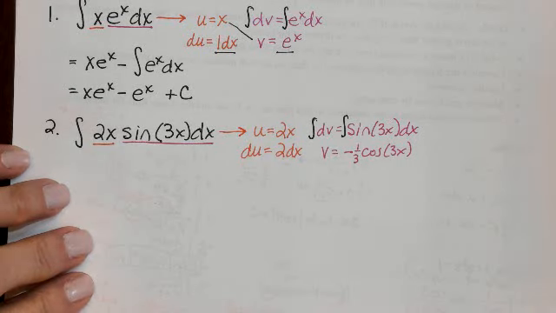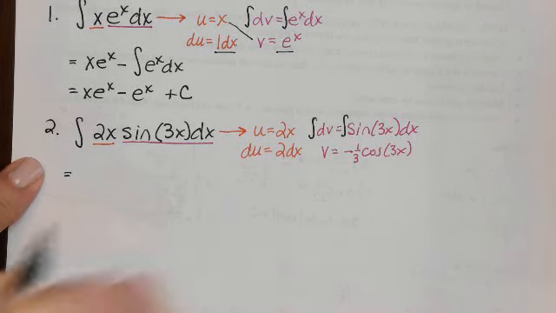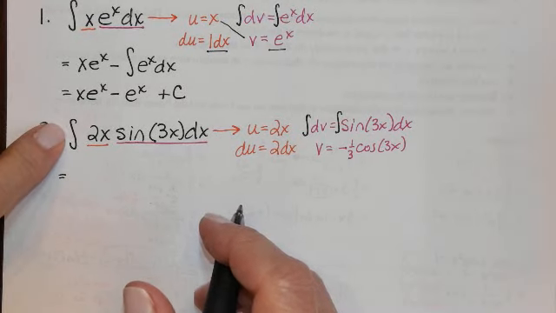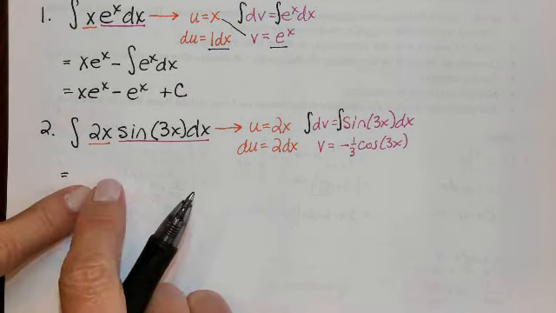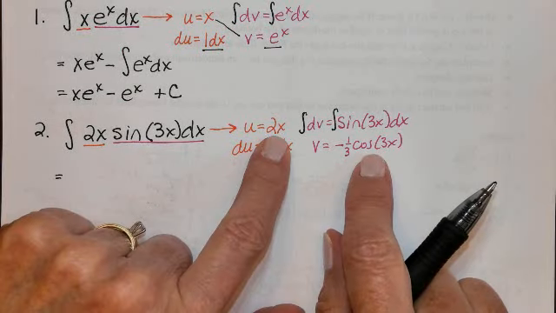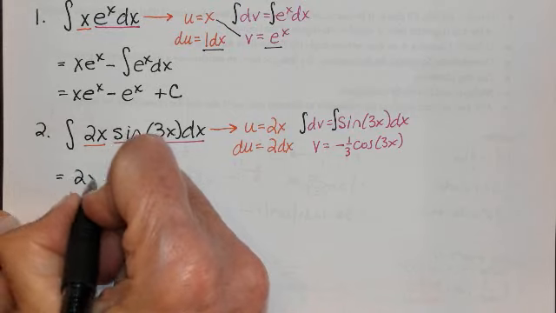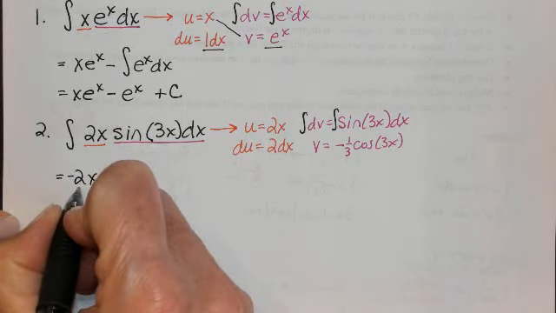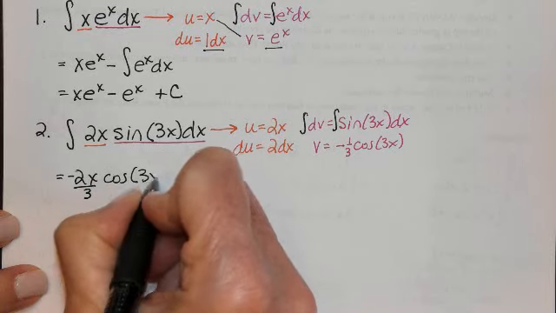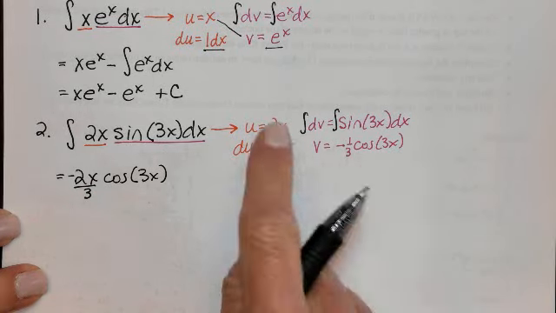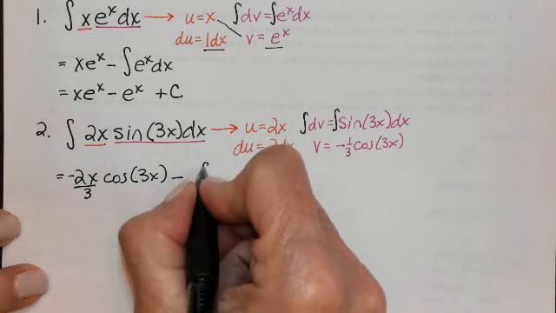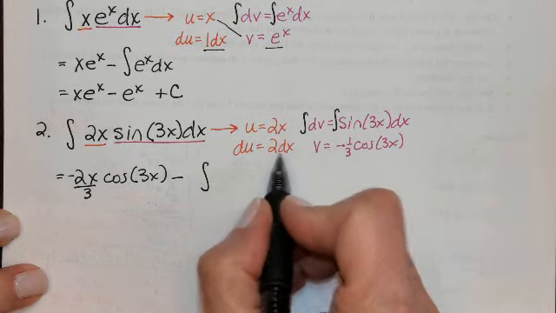Now that we found that, we can come back over and write what this antiderivative is. Okay? uv, so 2x times a negative 1/3 cosine of 3x, that's u times v, minus the integral of v du.